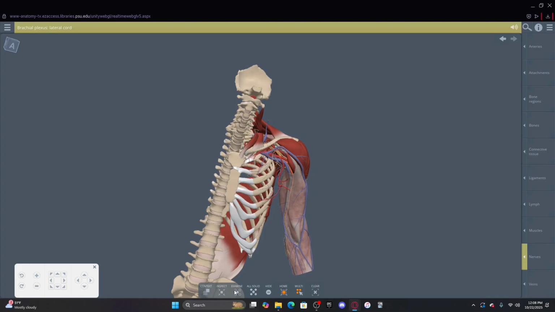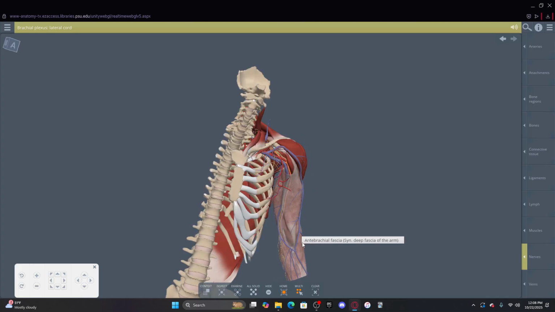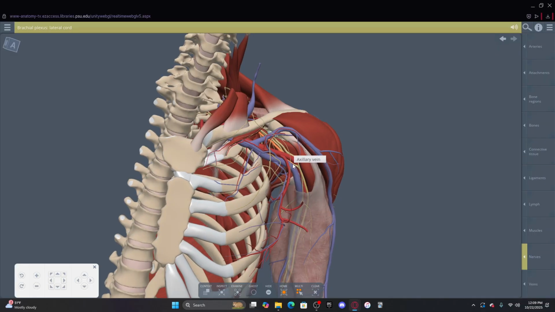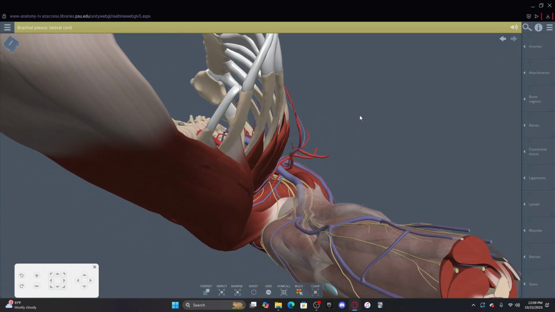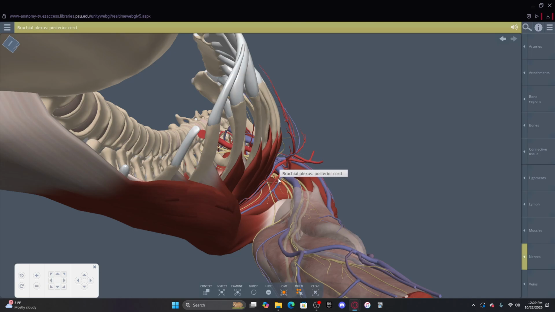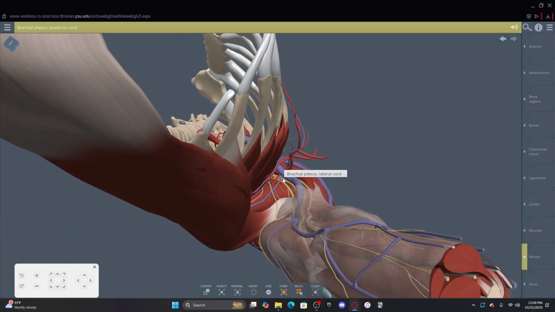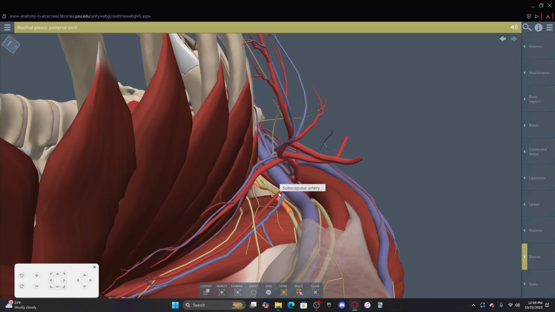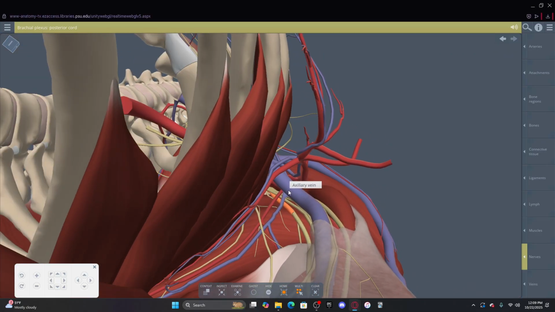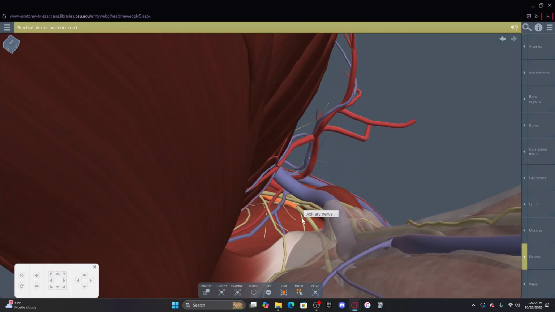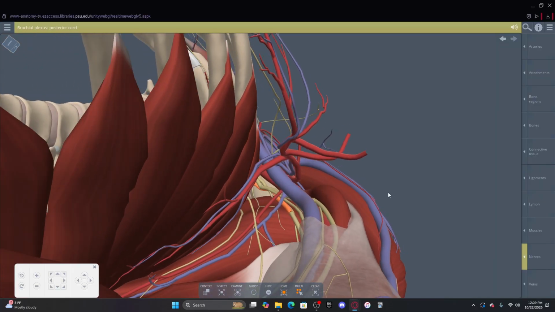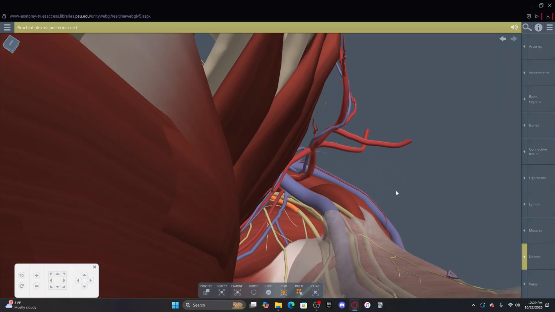Now that we see our median nerve coming from the medial and the lateral cords, we're going to go on to look at our radial nerve. So now we're going to be looking at the posterior cord. And coming from our posterior cord is our axillary nerve.